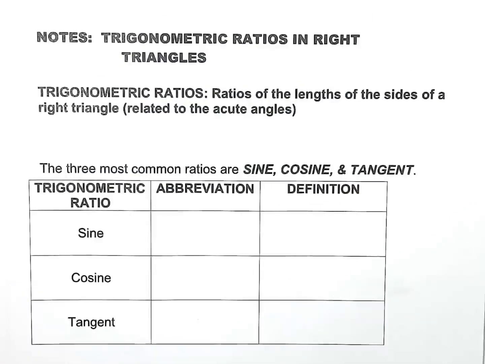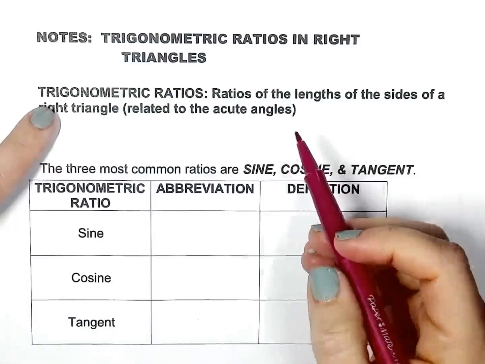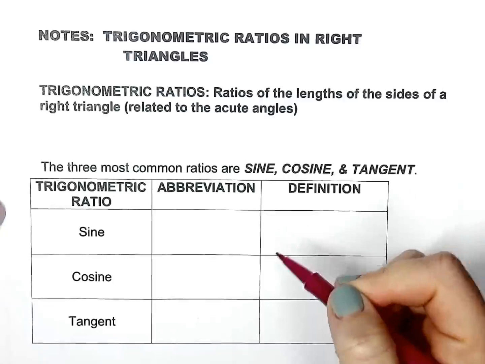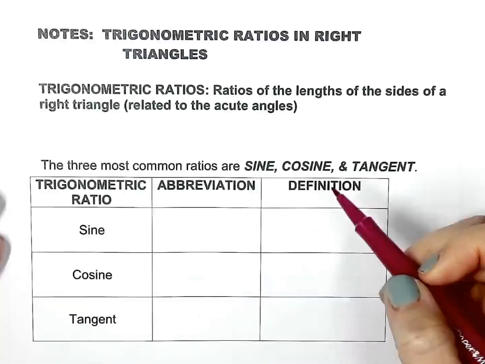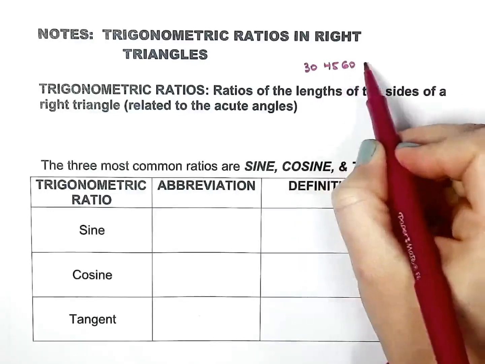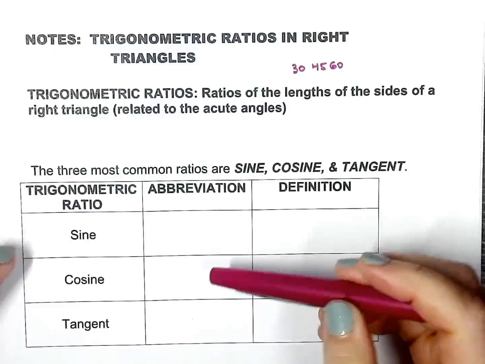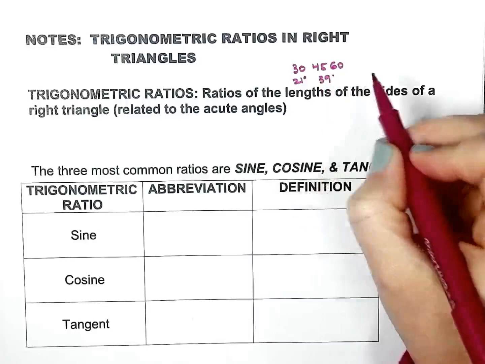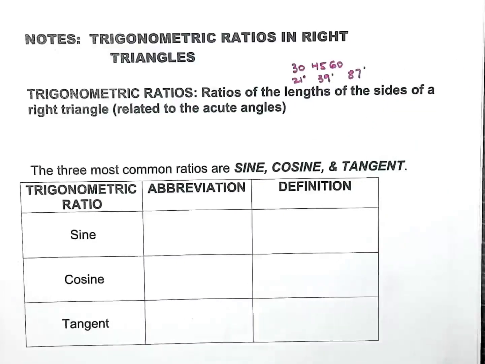Hello everybody. Today we're learning trigonometry, or trigonometric ratios in right triangles. It's not as bad as it sounds. We've been doing special right triangles, and trigonometry is just another step from the special right triangles. The difference is that with the special rights, we were only finding the 30, 45, 60 ratios. With trigonometry, we're going to be able to find everything, like 21 degrees, 39 degrees, 87 degrees ratios.